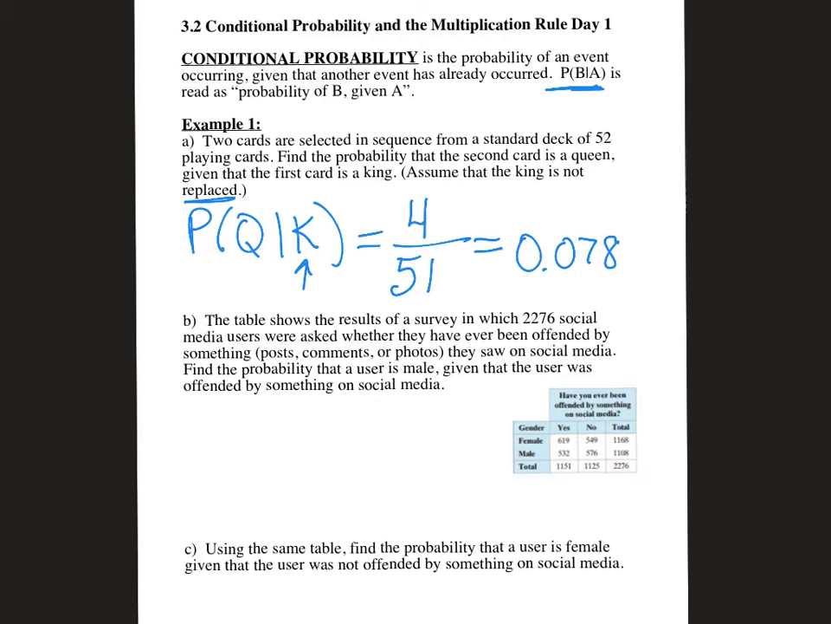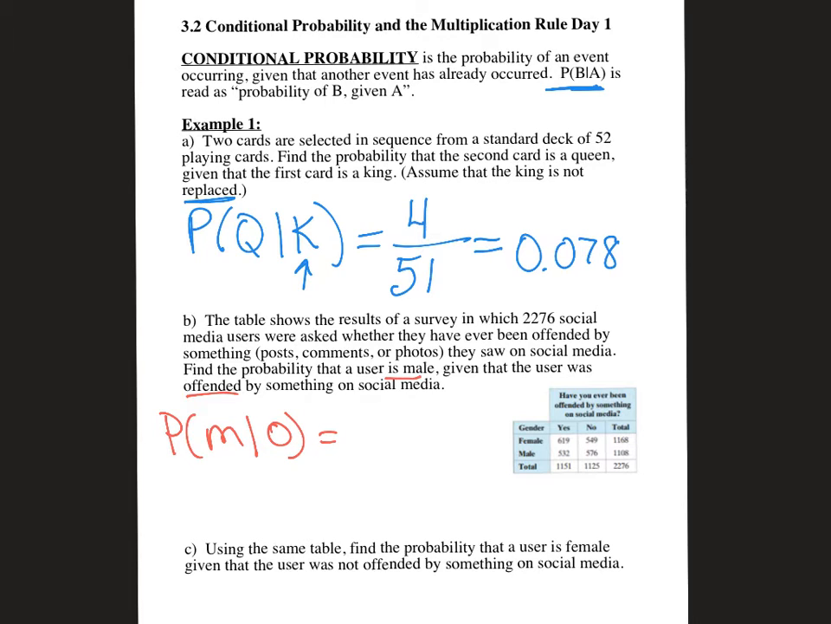Okay. Conditional probability shows up a lot in tables. So the table shows the results of a survey in which 2,276 social media users were asked whether they have ever been offended by something, meaning posts, comments, or photos they saw on social media. Find the probability that a user is male given that the user was offended by something on social media. So we are now asking for the probability of male given offended.